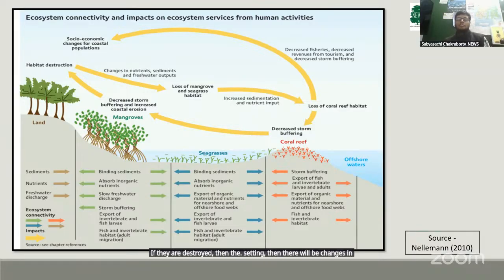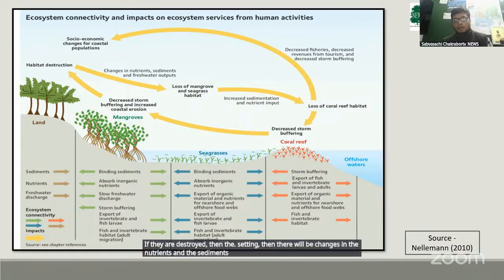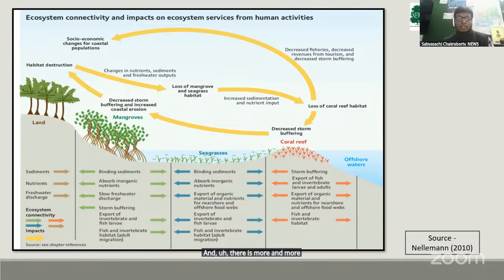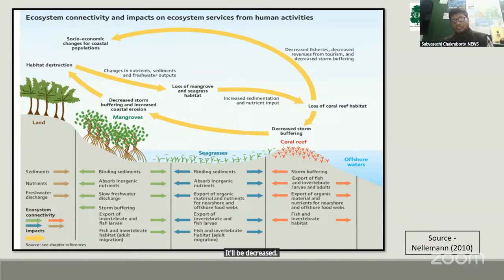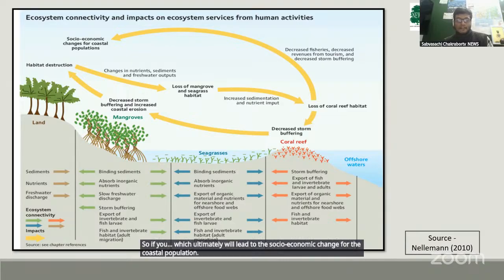the nutrients and the sediments and freshwater output. The coastal areas will be much more vulnerable. The frequency of the natural storms has increased, so there will be much more erosion of the coastal areas. There will be decreased fisheries, decreased revenue from tourism, which ultimately will lead to socio-economic change for the coastal population.